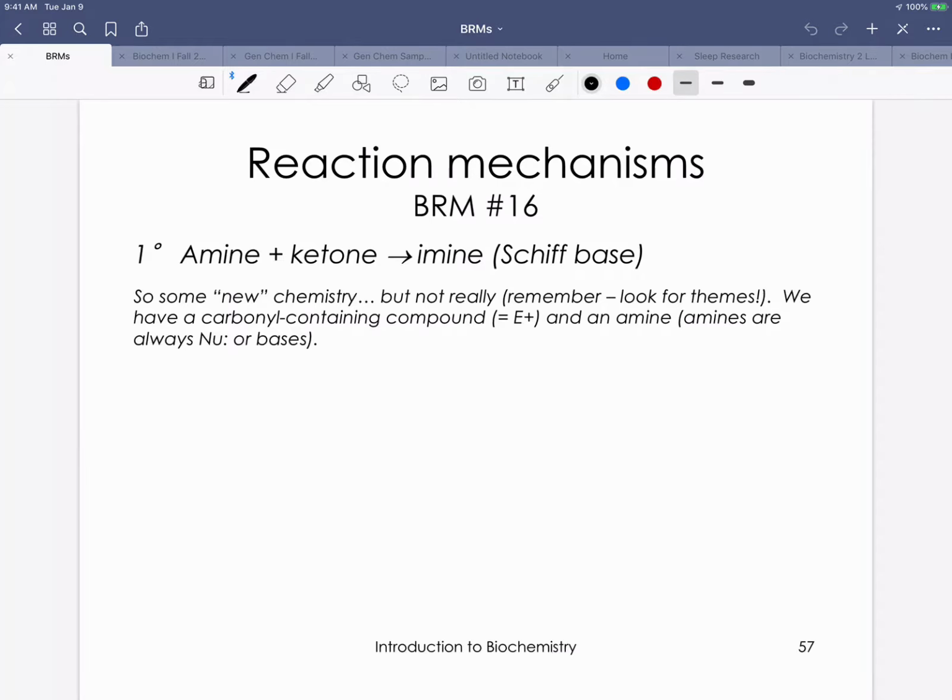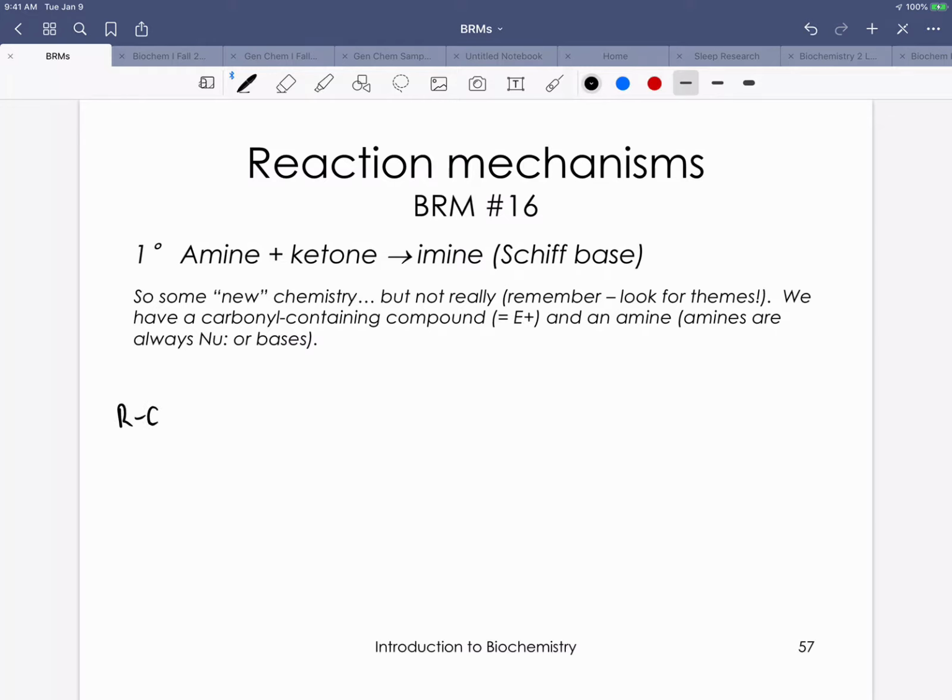So another shifting gears mechanism here where we're going to see some chemistry that we haven't seen yet, but what I want you to realize is that we've seen the themes before. We've seen a carbonyl-containing compound acting as an electrophile, and now we're just seeing a new kind of nucleophile. We're seeing an amine act as a nucleophile. So I'm just going to go through the mechanism first, and then we'll talk about some aspects of it.